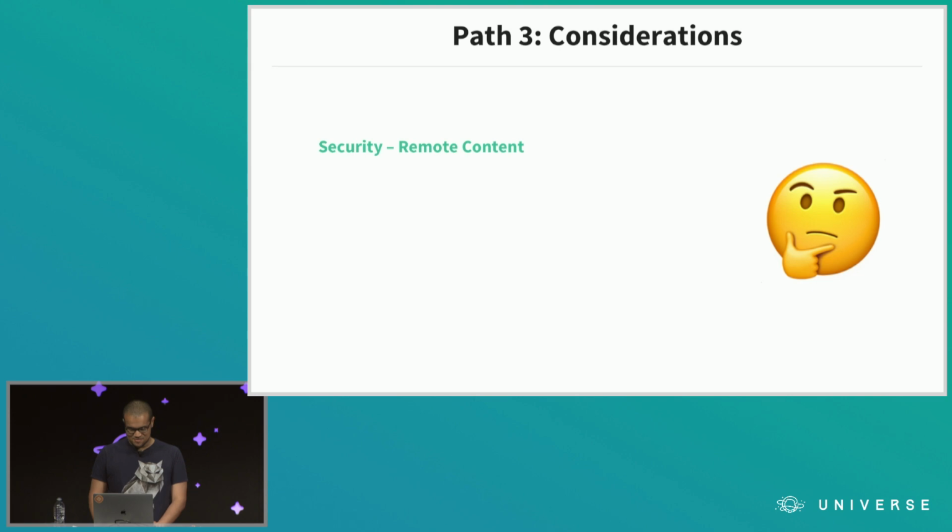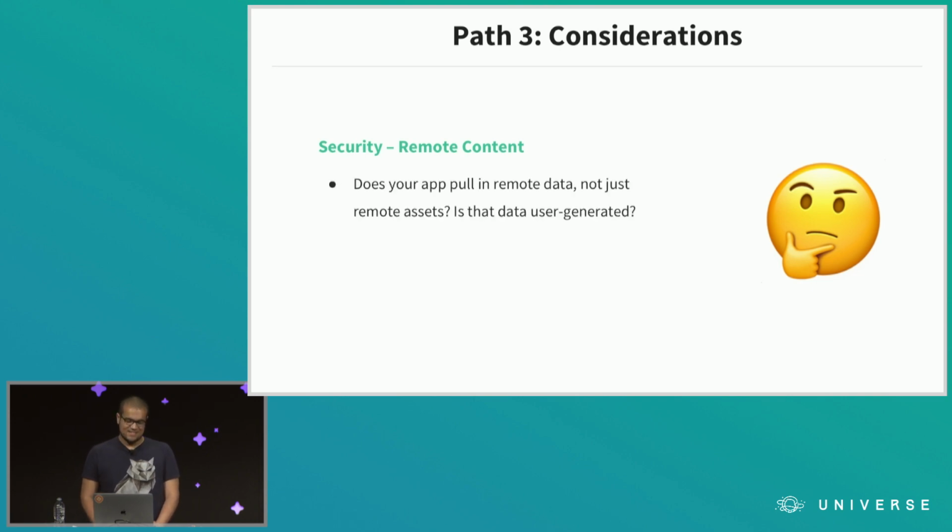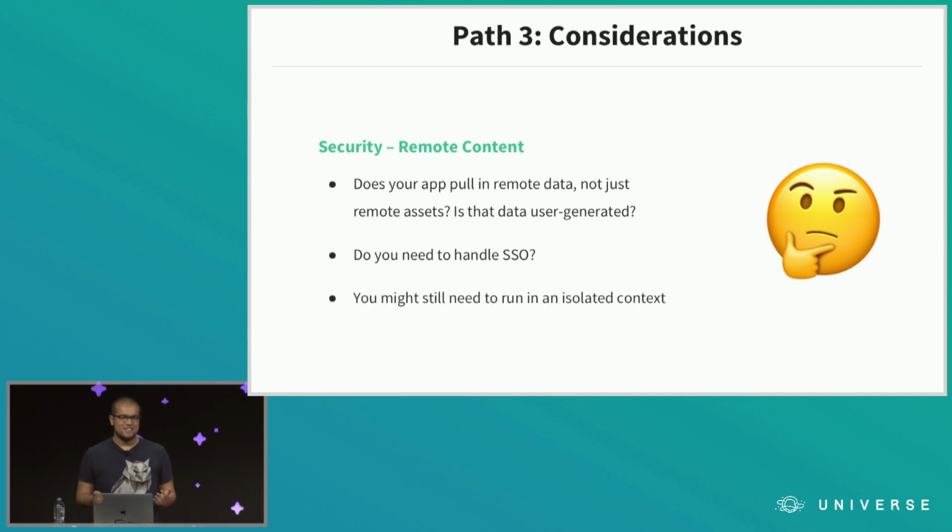All right, there are some security considerations. Still, does your app pull in remote data and not just remote assets, not just your JavaScript or your HTML or your CSS that you need to load the site? Is any of this data user-generated? Do you need to handle cases like single sign-on? If any of these things are true, you might still need to run in an isolated context. Just shipping local assets might not be enough. Remember to ask yourself what you're trusting.